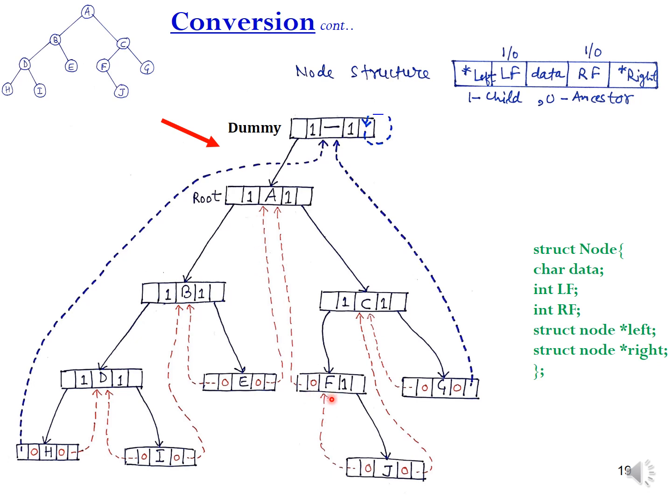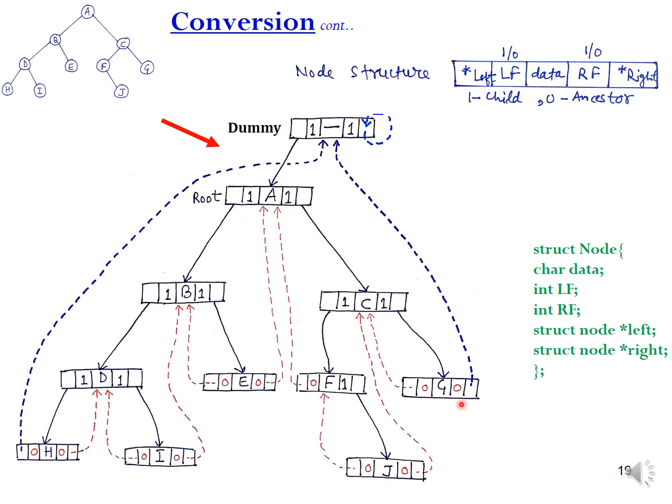Now if we consider node F, its left flag is 0, it means it is pointing to the in order predecessor. It means it has an ancestor. This is node A. On the right hand side, this is 1, it means it has a child. This is node J. If we see this node G, on the left hand side this is 0, and the right hand side is also 0. The left hand side being 0 means it has an ancestor, and this is the in order predecessor. This is node C.